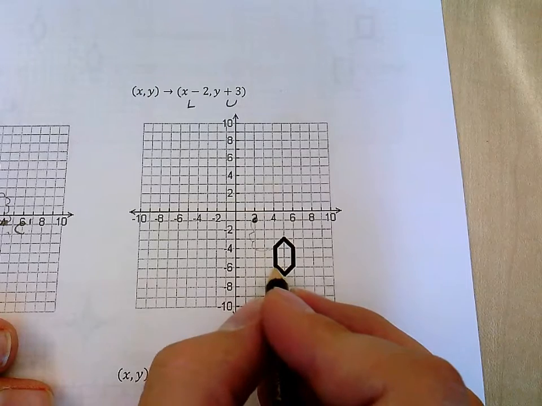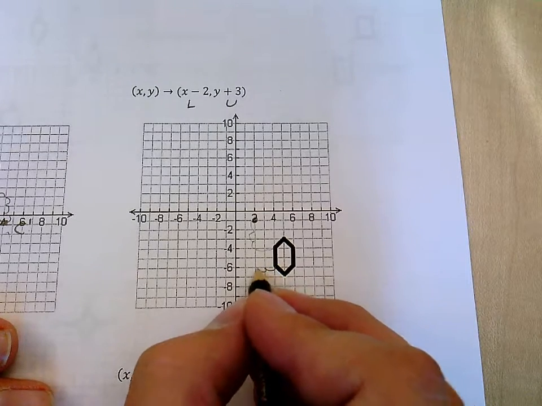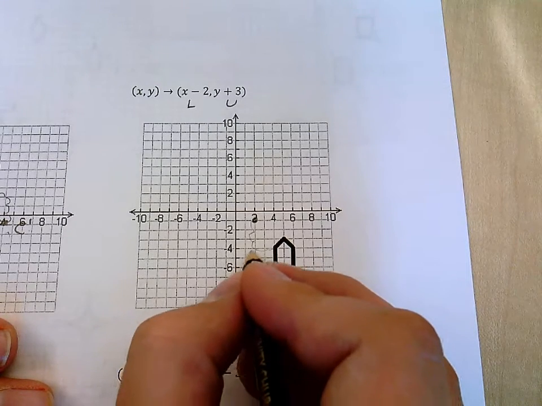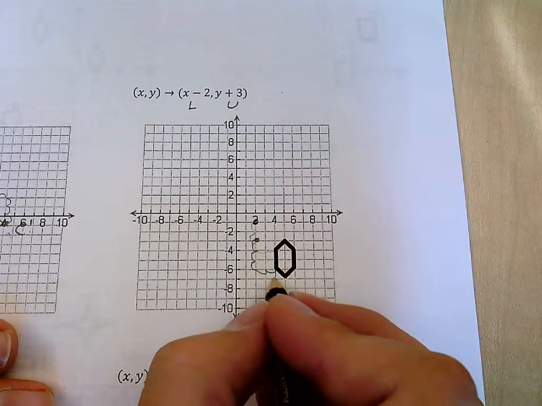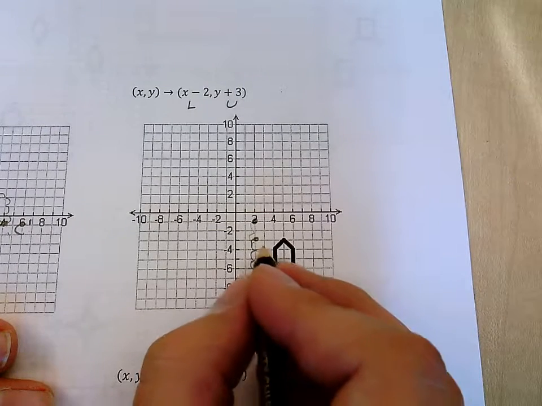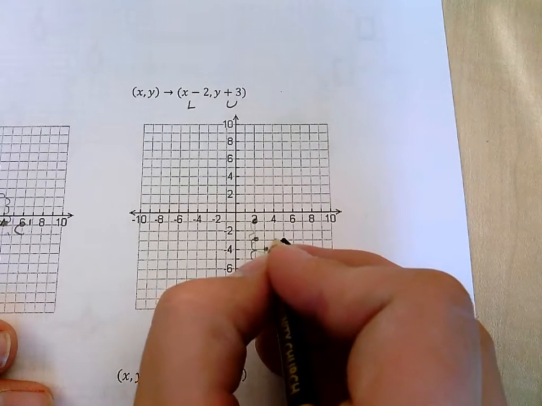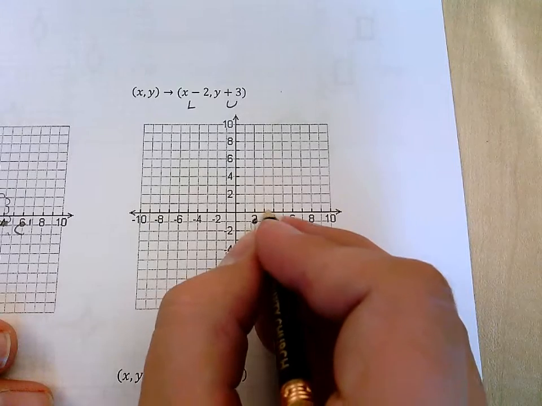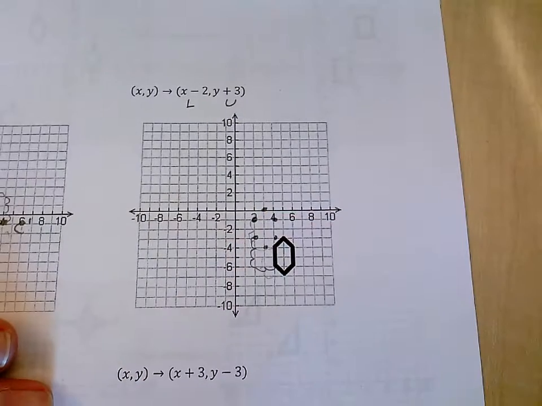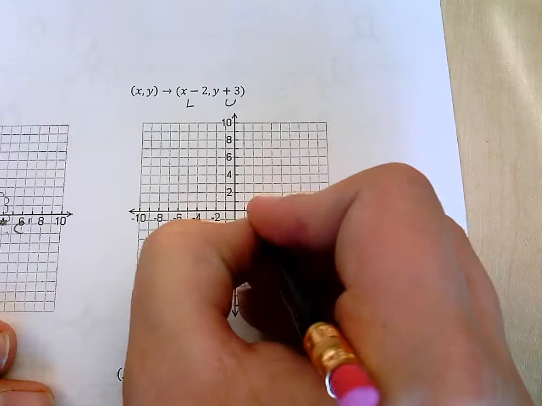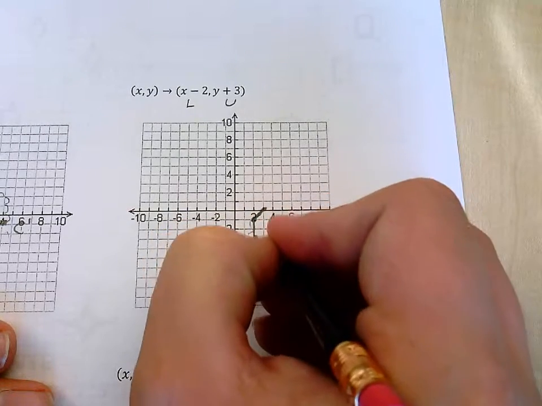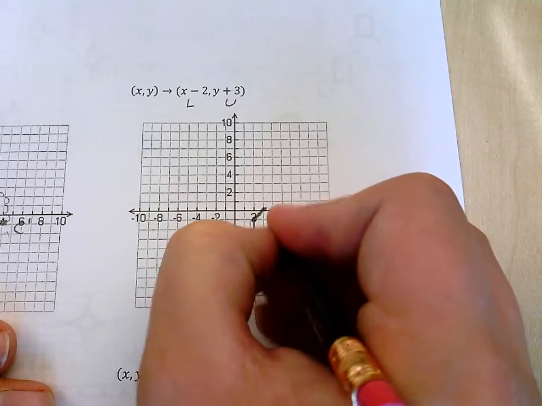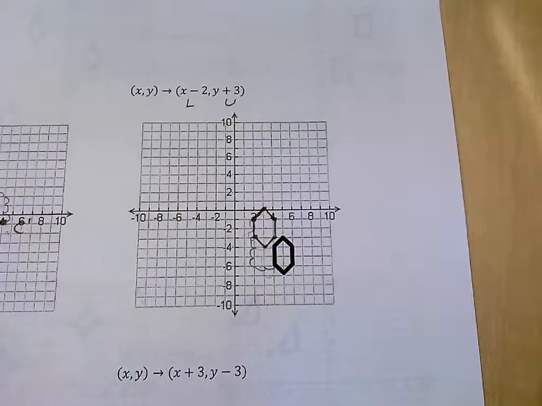Same thing with this one. Left 2, up 3. Same with all of these. I'm going to keep going left 2, then up 3, until I end up with the same shape, just moved. Connect your dots. And it should look like that.